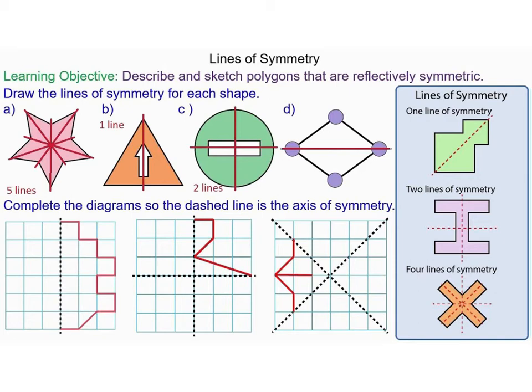So if we take a look at this first one, you'll notice that they have given us the part of the drawing on the right side. So what you would do is try to mimic that on the left side of that dotted line. So you would come across, you would go down, you would go out, you would go down again.